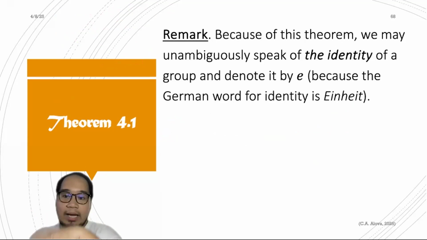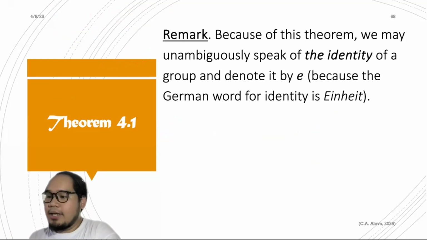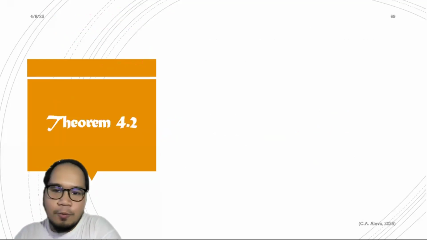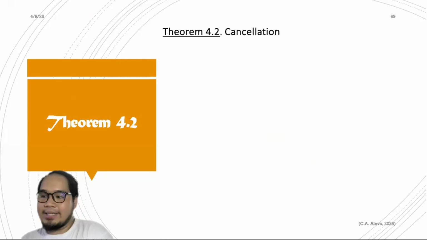Because of this theorem, we may unambiguously speak of the identity of a group and denote it by E. We used E because it is the German word for Einheit. Okay, so German word for identity rather, which is Einheit. So hence the letter E. From here, let's now discuss theorem 4.2. And theorem 4.2 is about cancellation.